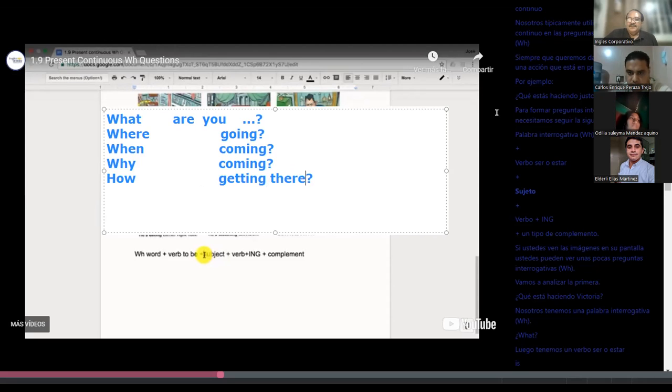Ok, so these are the verbs with the ing form. Acá solo nos aparece en el video el what, el what are you doing, okay, para practicar la escritura, pero es bueno siempre saber que hay otros verbos, right, in other WH words. ¿Preguntas? ¿No?